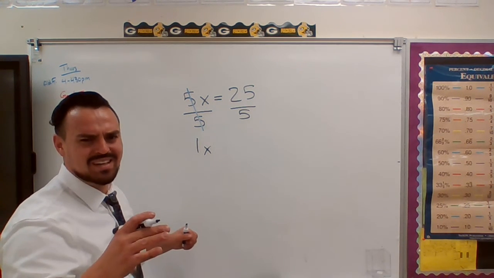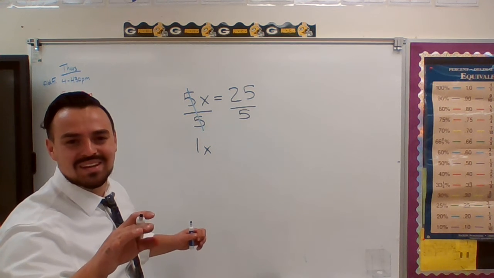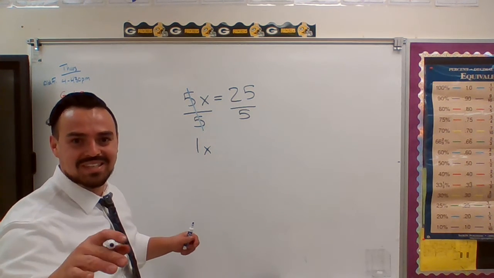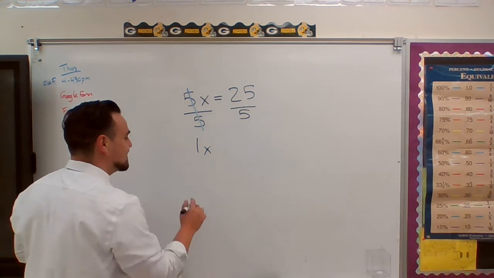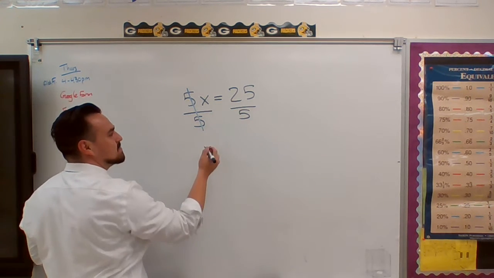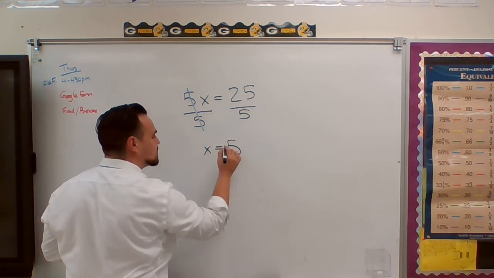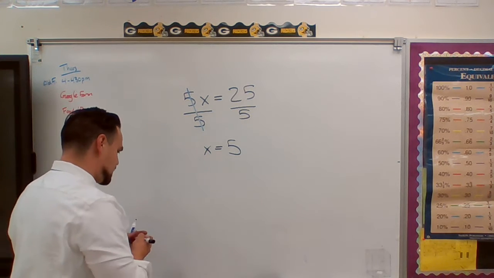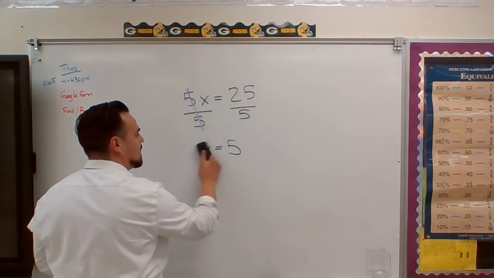For those of you like, 1x? We don't actually write 1x. I'll say this a lot. Mathematicians are lazy. The 1 is implied. We just write x. X is equal to 25 divided by 5, or x is equal to 5. One more example before I get it complicated on you.